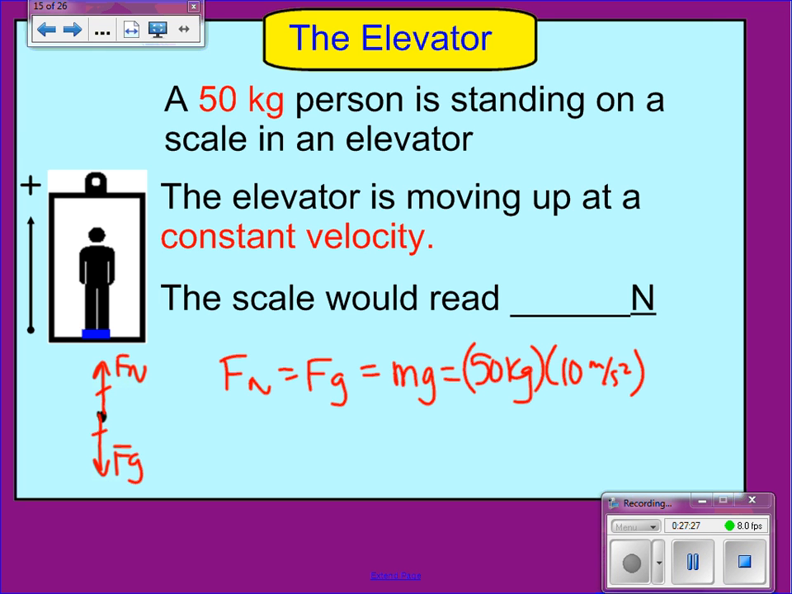Okay, and actually, this should be negative 10, excuse me. So gravity is negative 500, but force normal is the positive counterpart to that. So I want to make sure I'm not confusing you with the signs. This actually is a negative, but it switches around because force normal is the opposite. So my force normal is the 500 newtons.